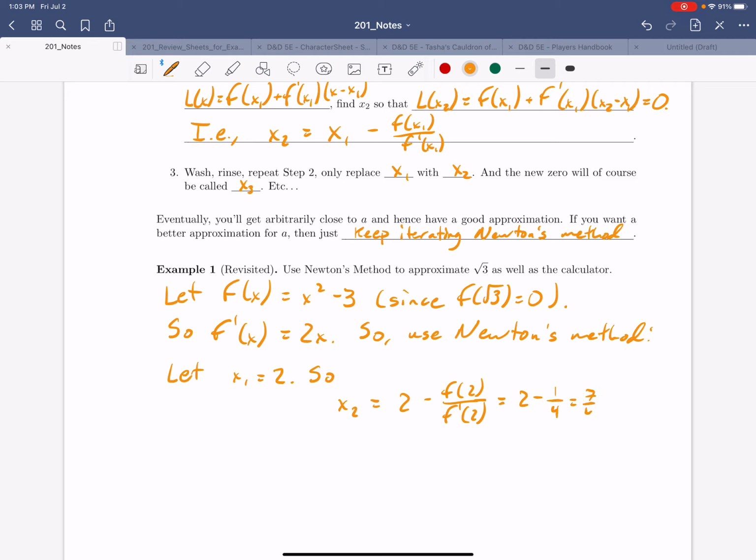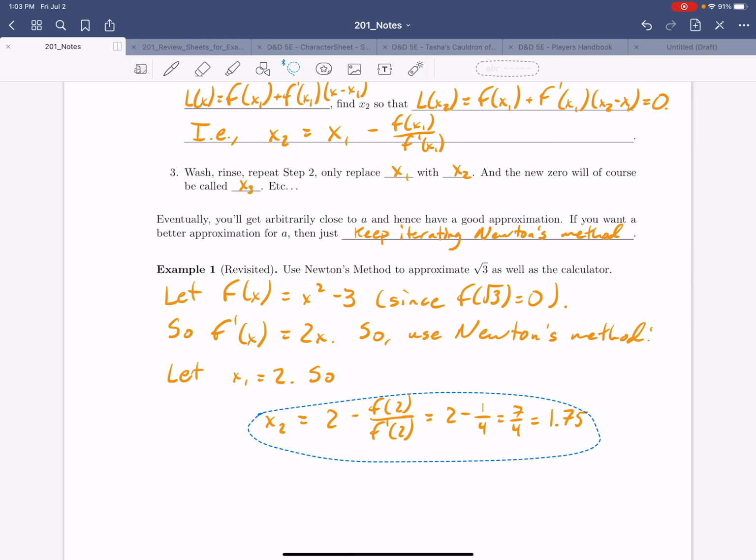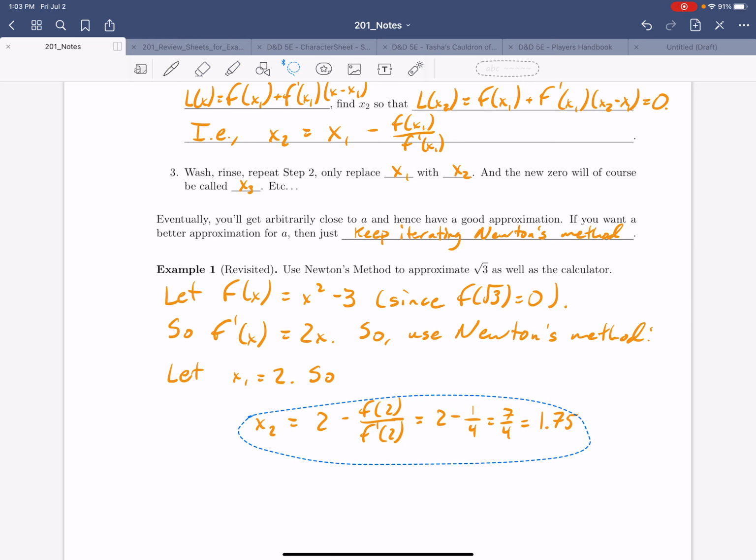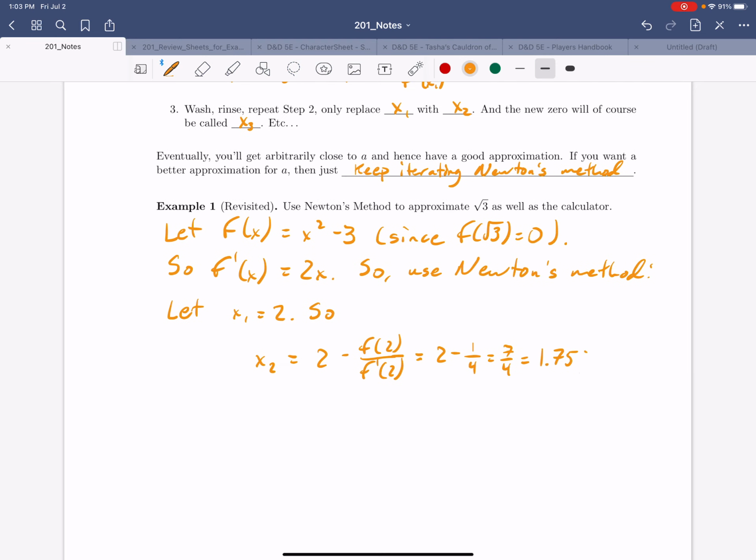This is 7/4. We'll probably use this to plug stuff back in. But it also equals 1.75. Already not a bad approximation. Right? We know the real answer is 1.73. Okay? So we're already reasonable. Now, we can just keep doing this, right? Replace x1 with x2, x2 with x3.